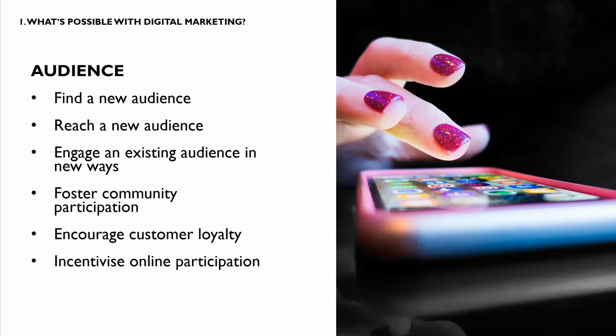Broadly speaking, digital marketing goals can be set out into three separate categories. These are audience, brand, and sales. So some of the things that digital marketing can achieve for audience is if you're a new brand, you might choose to find or reach a new audience online. Those are two separate things.